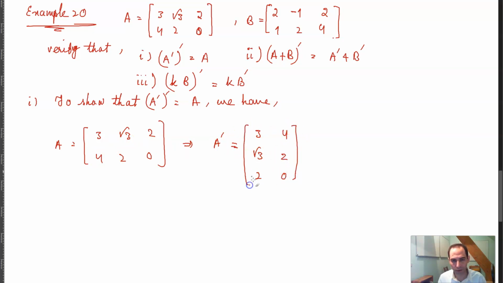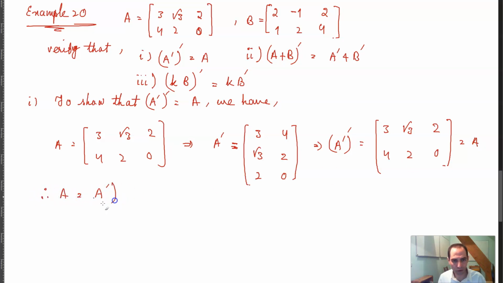And again, take this matrix and take the transpose of that, which is A transpose whole transpose. Take for example this column and make a row out of it: 3, square root of 3, and 2, and 4, 2, 0. And you can see that this is actually equal to A. And therefore, A is equal to A transpose whole transpose.